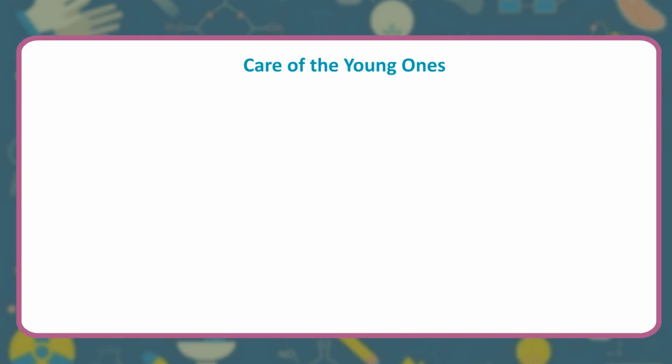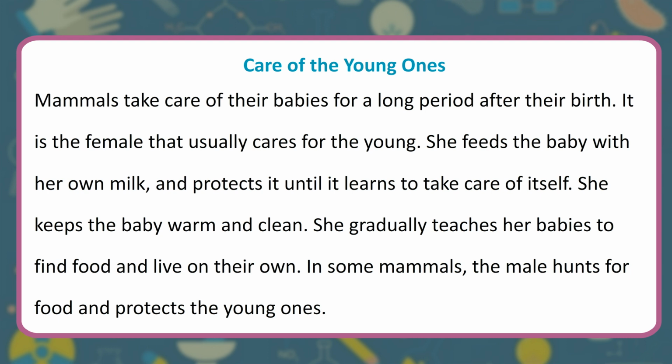Care of the young ones. Mammals take care of their babies for a long period after their birth. It is the female that usually cares for the young. She feeds the baby with her own milk and protects it until it learns to take care of itself. She keeps the baby warm and clean. She gradually teaches her babies to find food and live on their own. In some mammals, the male hunts for food and protects the young ones.